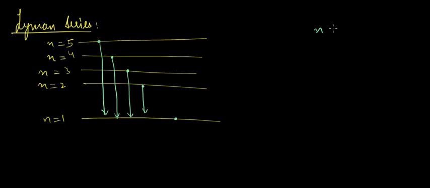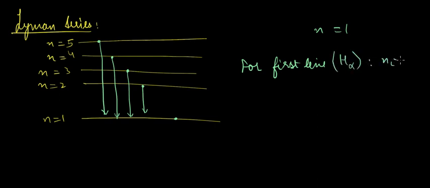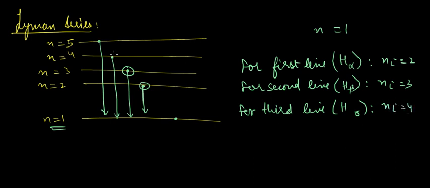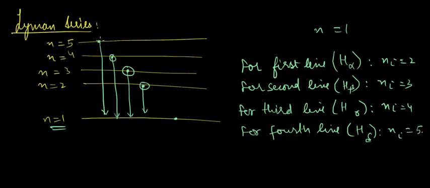The orbit that it finally falls to would be 1. So for the first line, which you can also call H alpha, n initial would be 2 here. Okay, so this was the first line. For the second line, which is H beta, n initial equals to 3, and obviously n final is 1 for all the cases, so I'm not mentioning that. For the third line, which is H gamma, initial would be 4 here, and finally for the fourth line, or H delta, n initial would be equal to 5, jumping off from here.